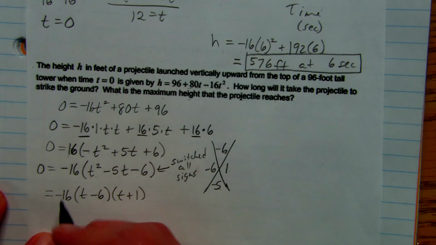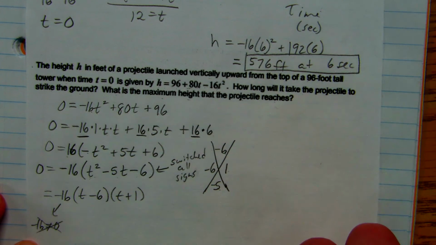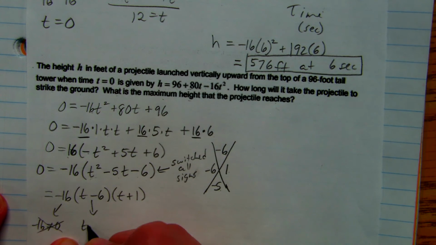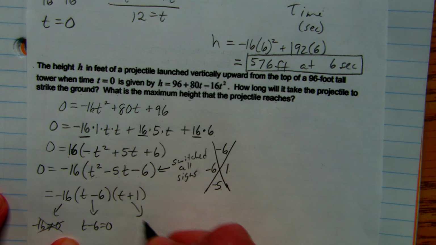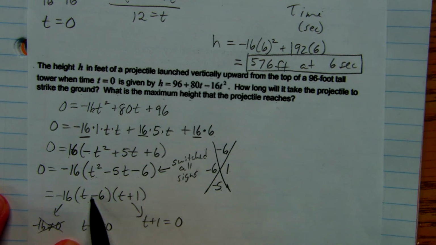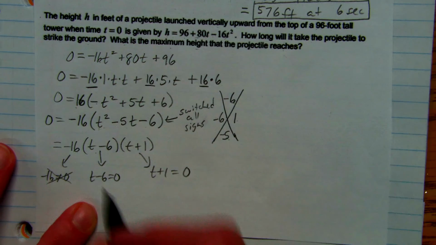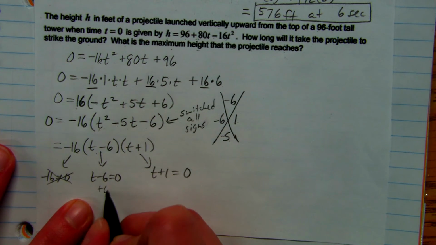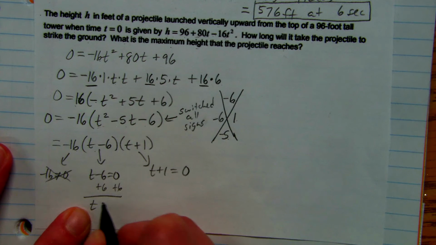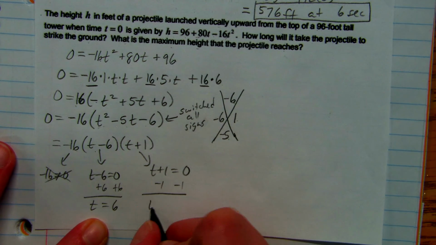So the negative 16 out here cannot be equal to 0, so we just throw that part out. t minus 6 equals 0 we can do, and t plus 1 equals 0 we can do. So we're just taking the parts with t in them and setting them equal to 0 to solve. So I would solve this by adding 6, and that gives me t equals 6. I'm subtracting 1 here, and I get negative 1.